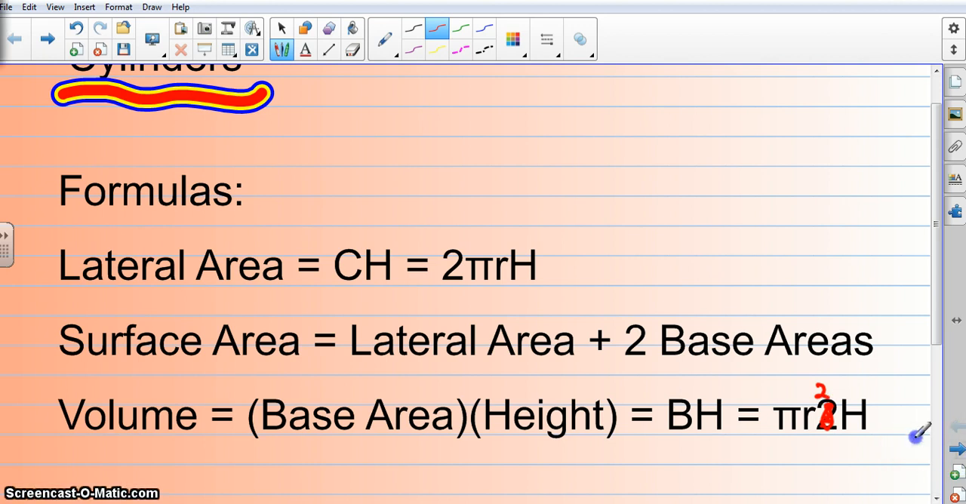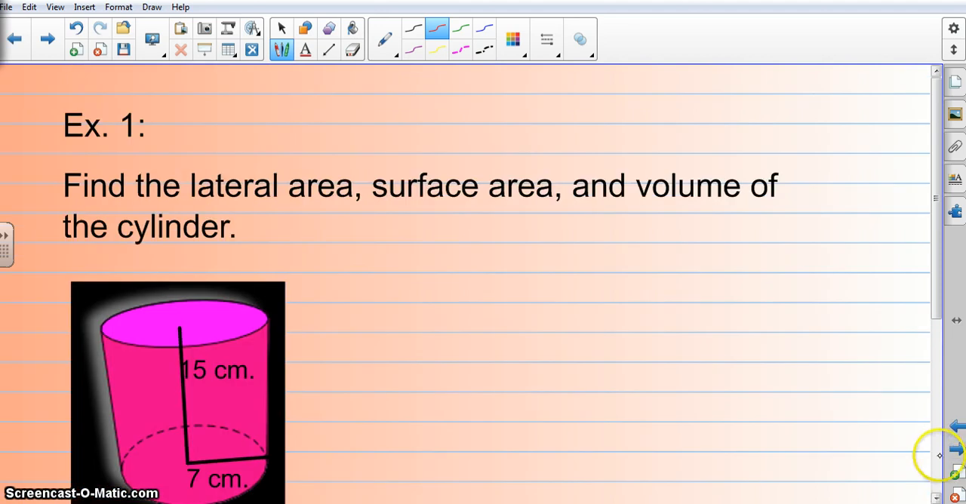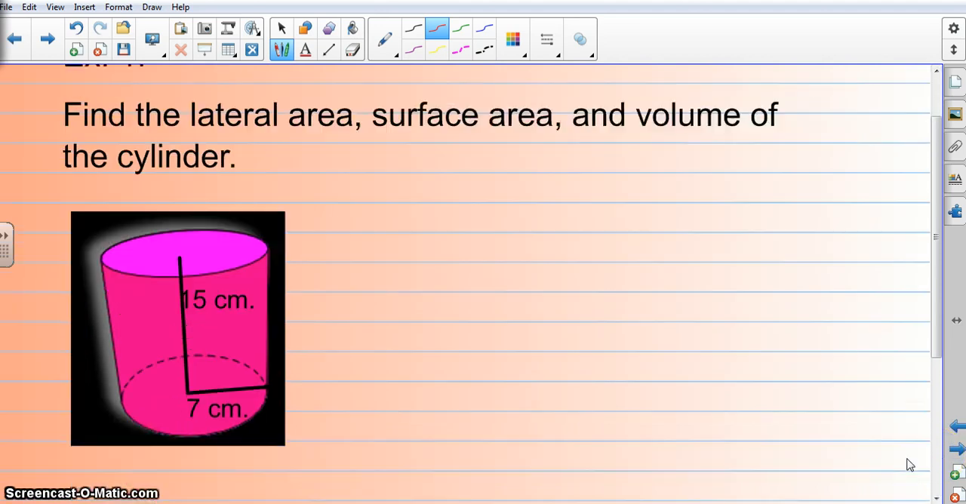Our first problem is a cylinder. Its height is 15, so let me put an h here for our height, and our radius is 7. And these are in centimeters. All we have to do with these is plug into the formulas. You don't have to do a whole lot of computation. So let's start with lateral area.